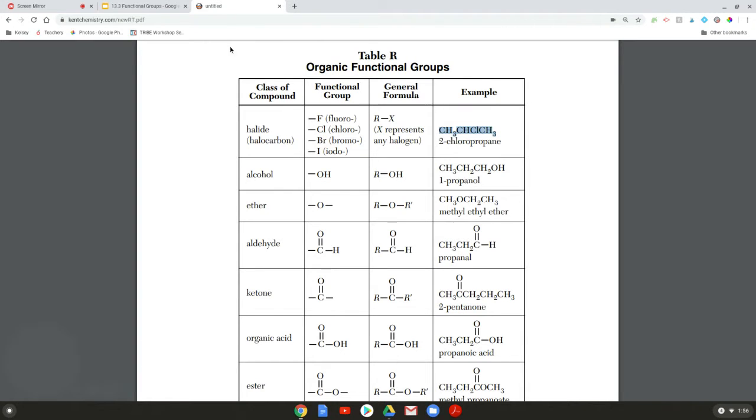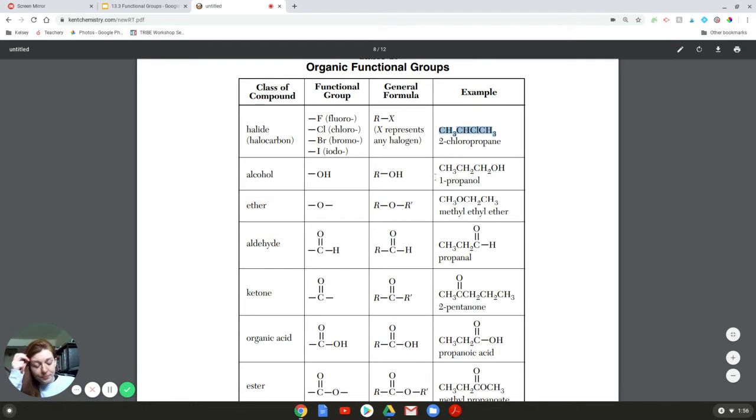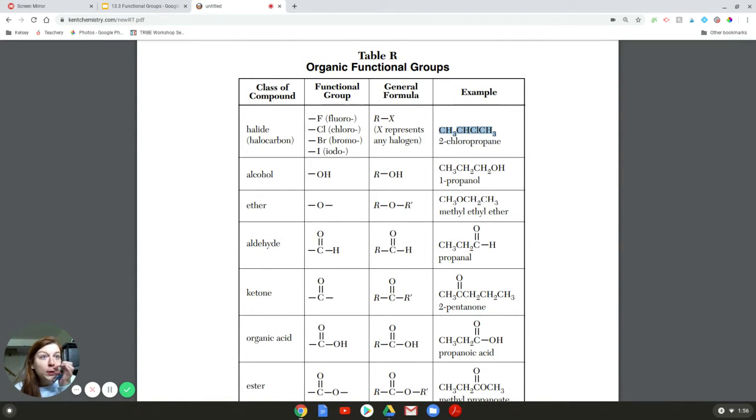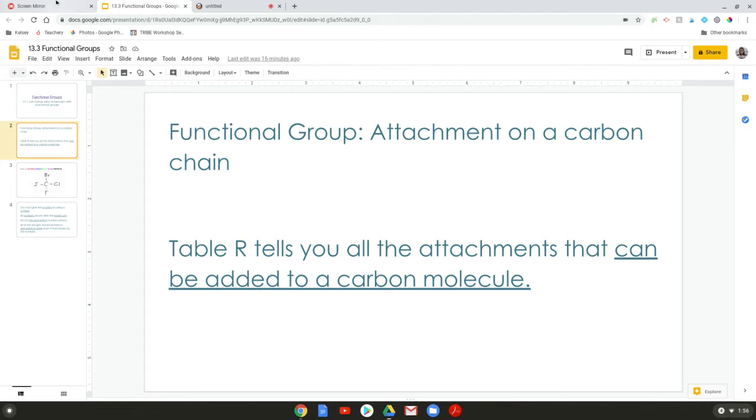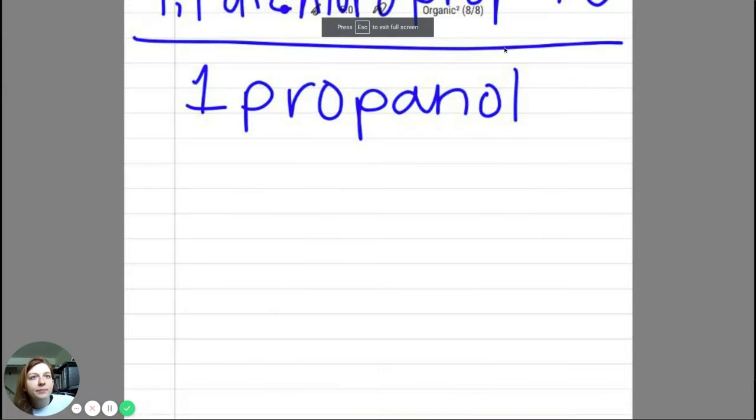The next thing I want to talk about is alcohols. Alcohols are molecules that have an OH somewhere on them. And what an alcohol does to the name is, let's say I had, for instance, this right here, 1-propanol. I'm going to draw that. Let me copy the name here. And then we can kind of dissect it together.